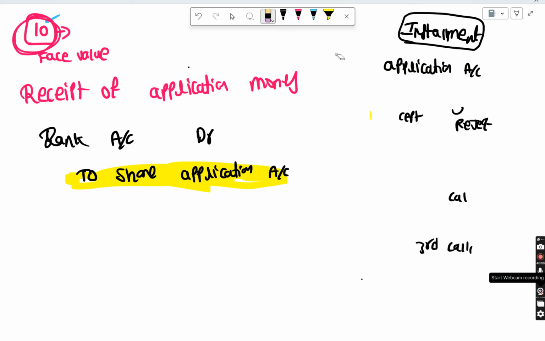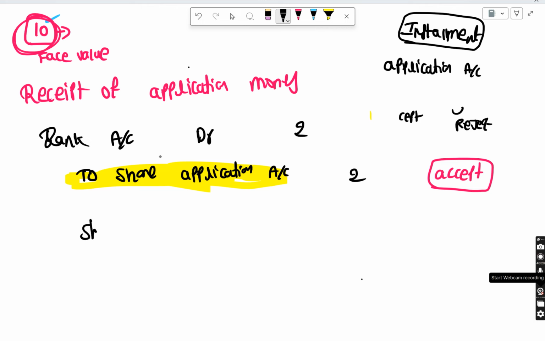Now let's say I have received 2 rupees. Next, I will accept the application. Whenever I accept the application, the money should go to share capital. Are you sure you are following? I'm repeating this only for her, she is not responding.